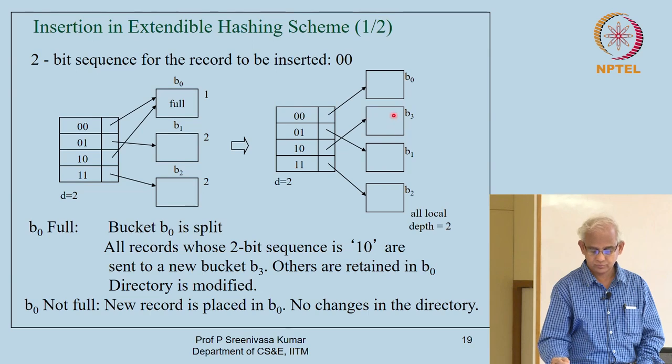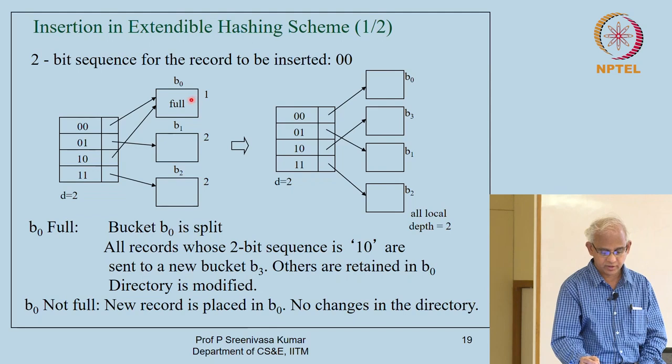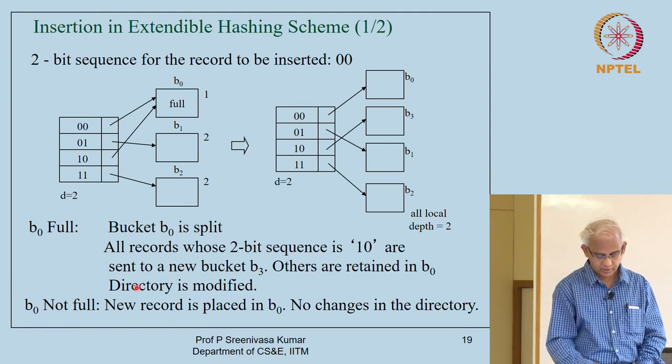Basically we have now made use of the full bit sequence. Earlier we were making use of just one bit, equal to the local depth. Now we are making use of the 2-bit sequence. So the directory structure is like this, all buckets have local depth 2. The directory is modified.